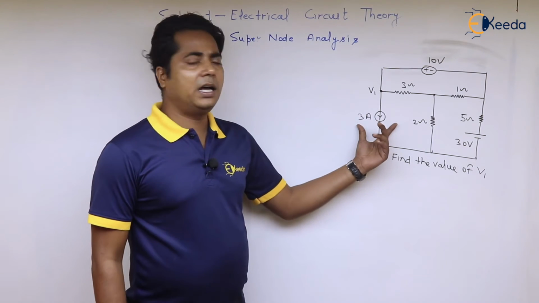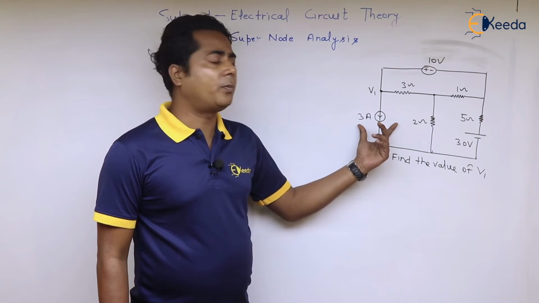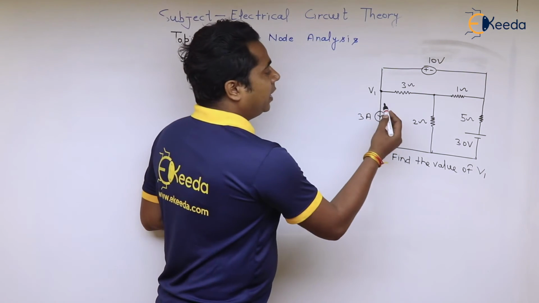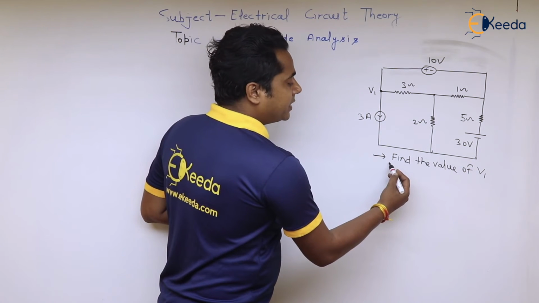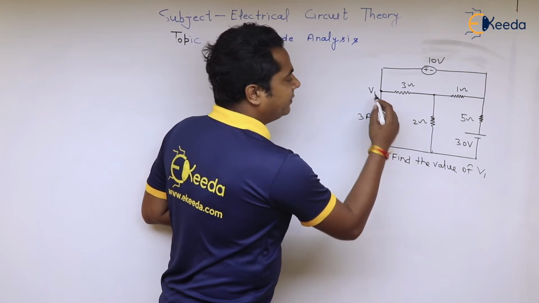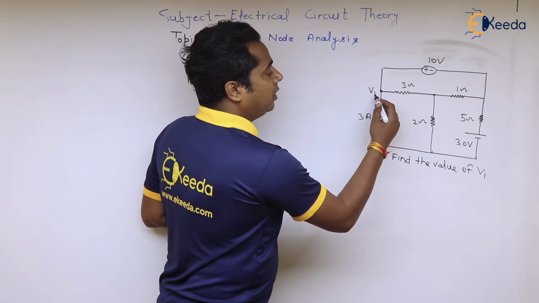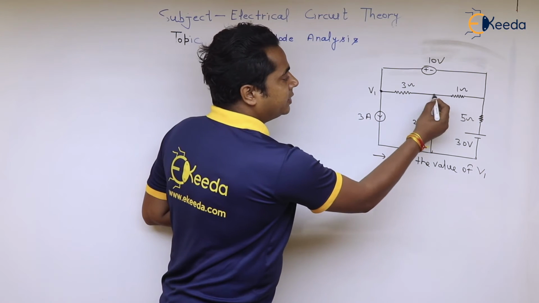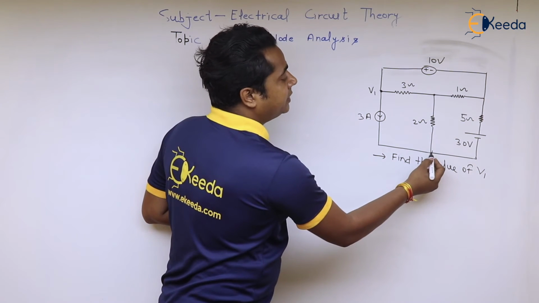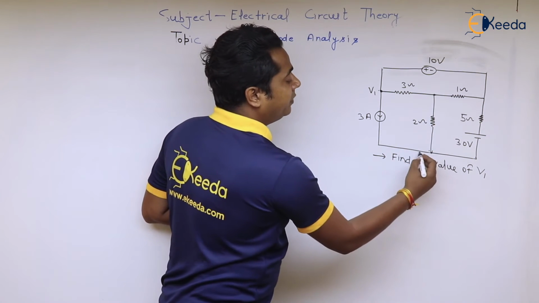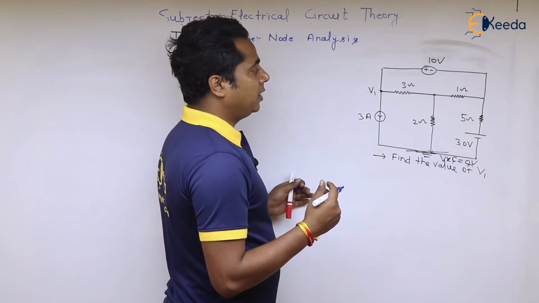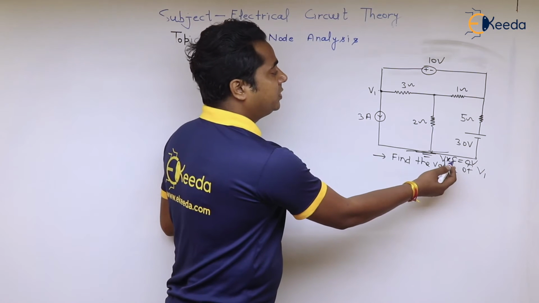We are solving here another example on the topic supernode analysis. This question is asking to find the value of V1. Then we have to count the number of principal nodes. These are all your principal nodes: 1, 2, 3, 4. And one we will make the reference, V reference is equal to 0 volt.